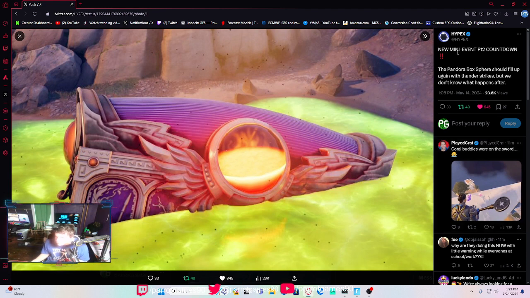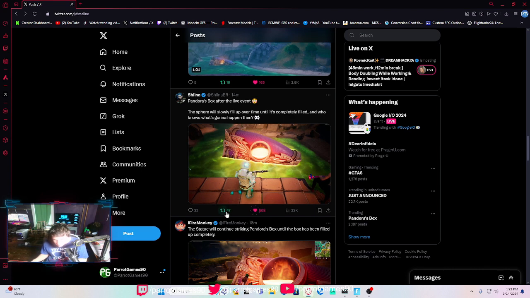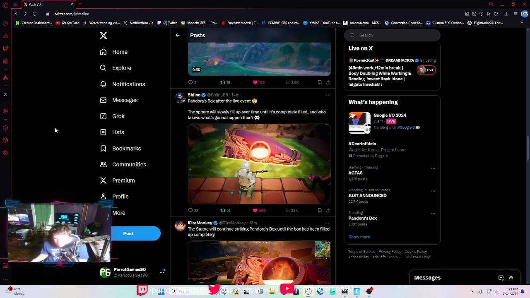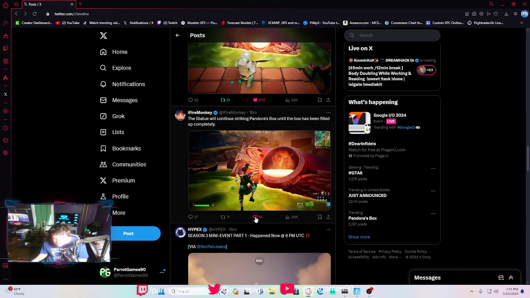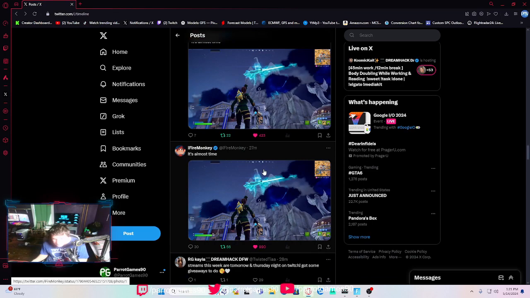So, mini event part two countdown. Pandora's box sphere should be filled up again, then with thunderstrikes, but we don't know what happens after. We don't know what happens after all this gets done. Once that fills up, we don't know what's going to happen next. But next Friday is the next new season of Fortnite. So you have to wait and see what happens.